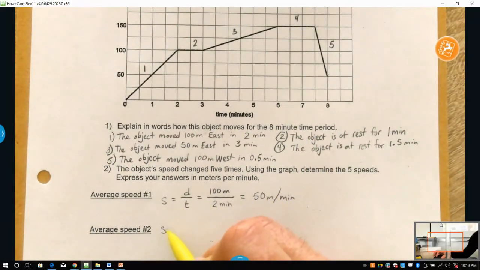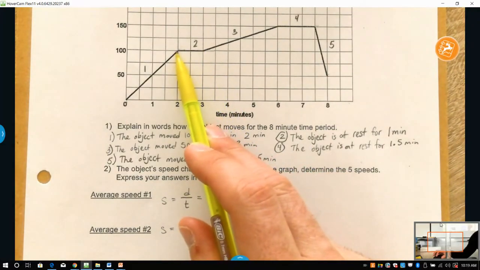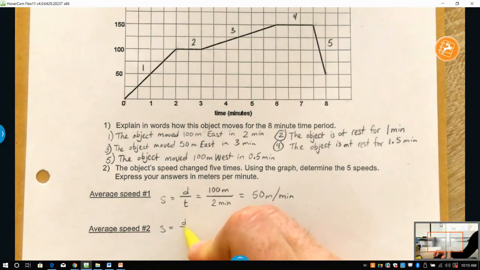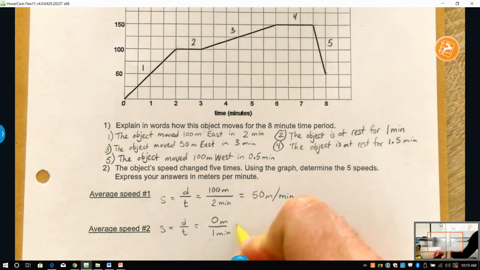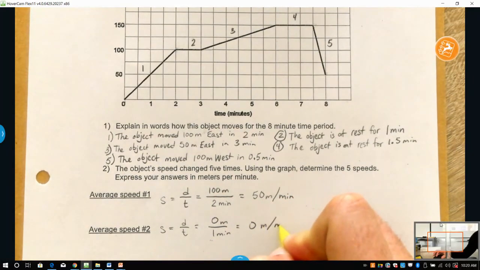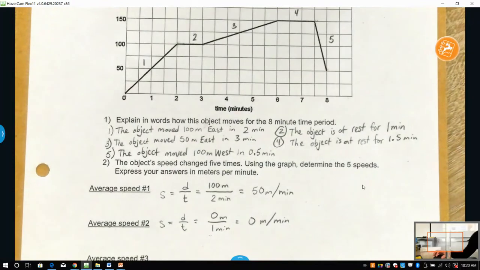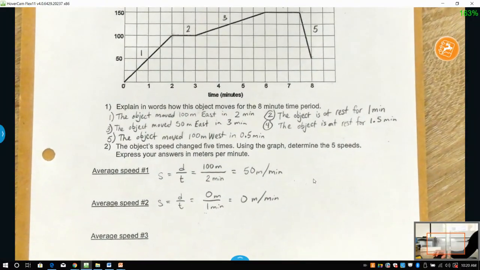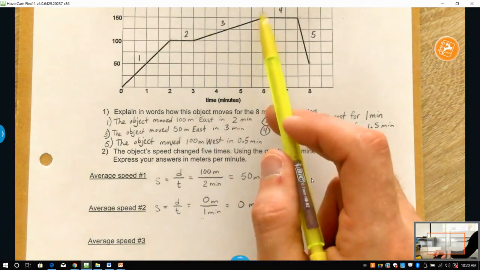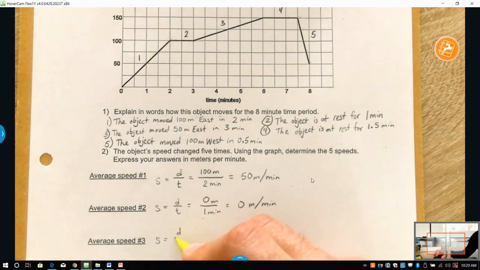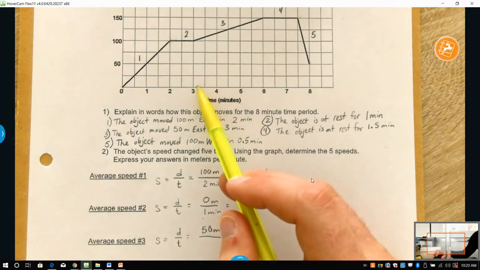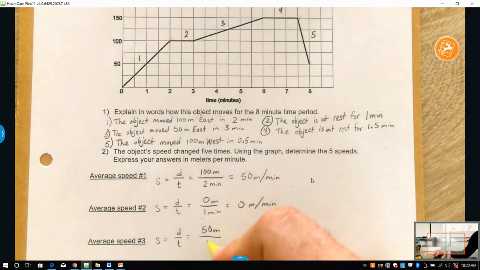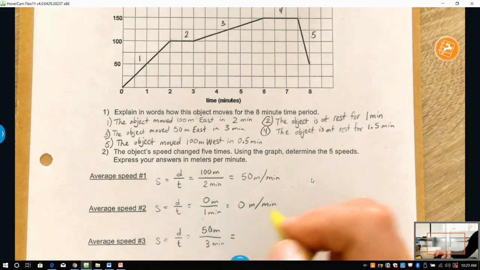In line segment 2, well, we started at 100, we ended at 100, so we actually didn't change our distance at all. So it's 0 meters over 1 minute. Doesn't matter because it's going to be 0 meters per minute, which makes sense because we were at rest. Part 3, line segment 3, we were at 100, went to 150. So we moved a total distance of 50 meters, and it took us from 3 minutes to 6. I'm sorry, we went 50 meters in 3 minutes. So 50 divided by 3.